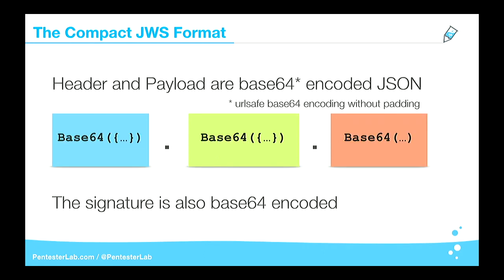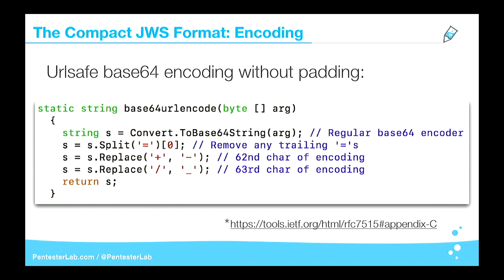So the header and the payload are base64 encoded JSON, and the signature is also base64 encoded. It's actually base64 URL encoding without padding. So basically, we remove everything that doesn't play well with HTTP, like equals, like slash, like plus, because plus is the encoded version of a space. So we remove all of that, and we get a new token.